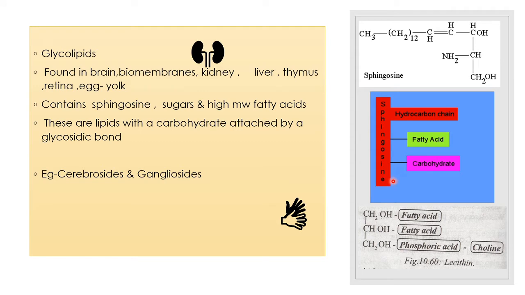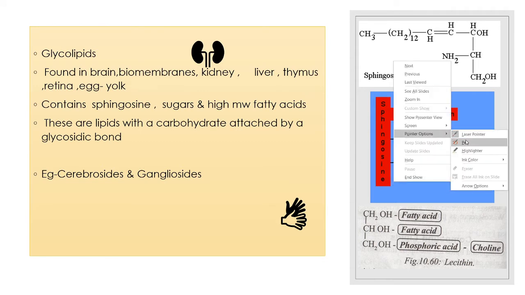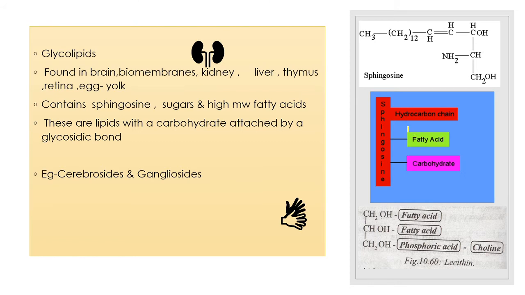Now, this structure is called ceramide. What is called ceramide? A sphingosine plus fatty acid is called ceramide. So ceramide plus carbohydrate means what? It is the glycolipid. Clear? So what are the components of glycolipid? Sphingosine, sugar or carbohydrate, and high molecular weight fatty acid.